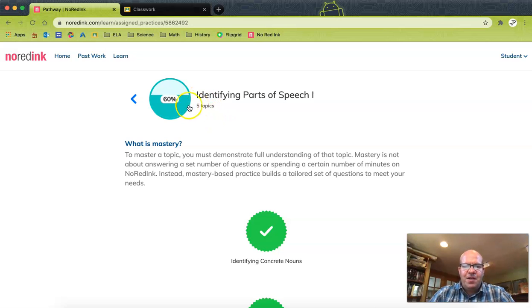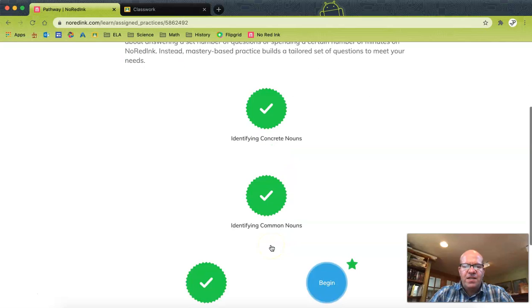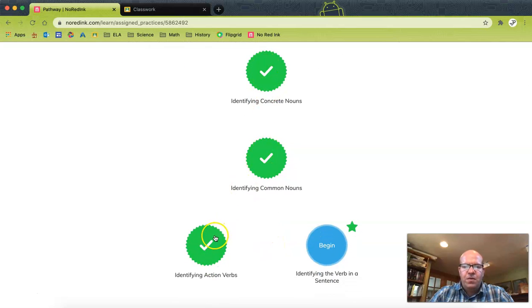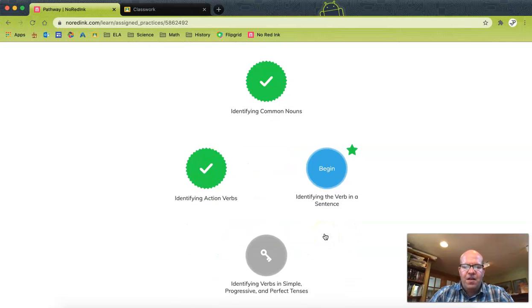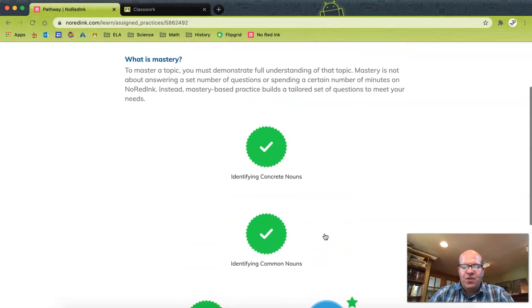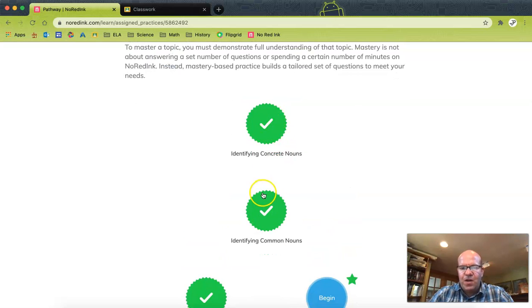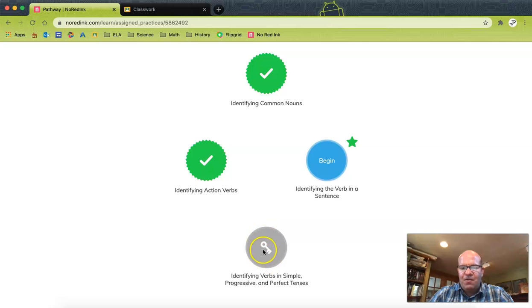There are 5 topics, and we can see them down below here: 1, 2, 3, 4, and 5. You have to do them in a certain order, so you start with the first one. If you're not able to open a topic, you'll see that it's got this old-fashioned key, like it's locked. If you see something with a green badge like that, that means you've mastered it.